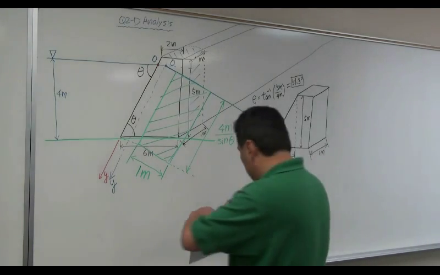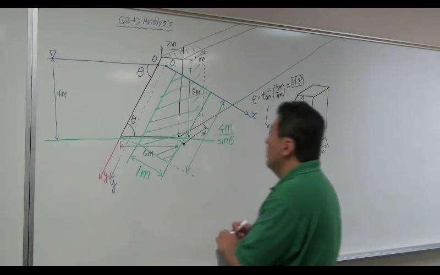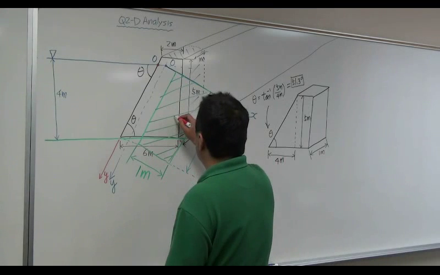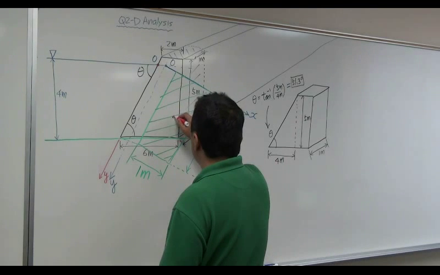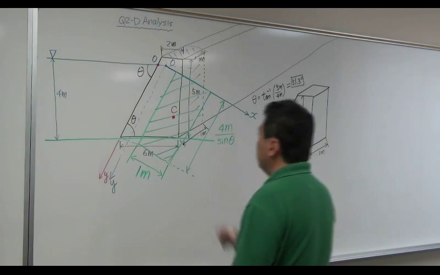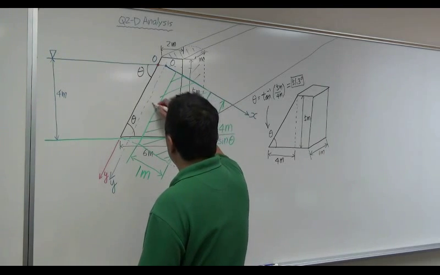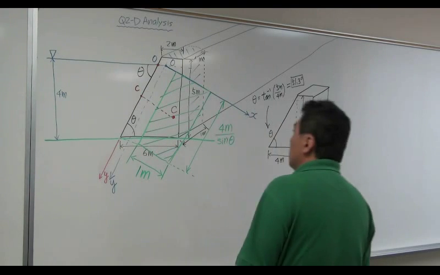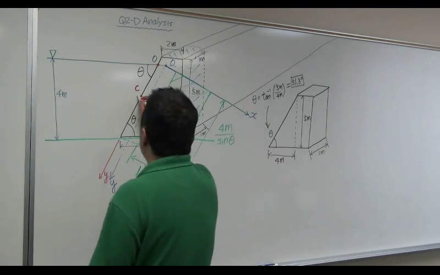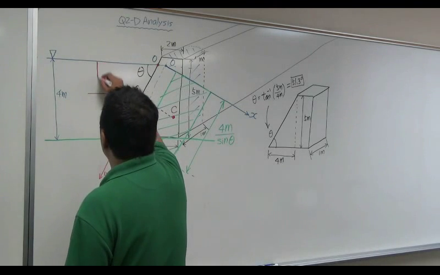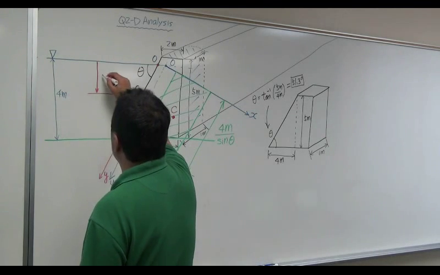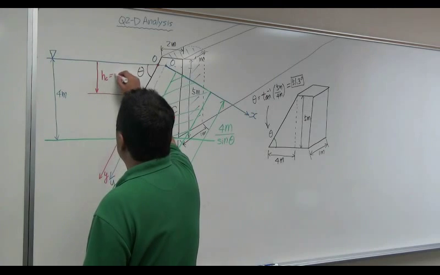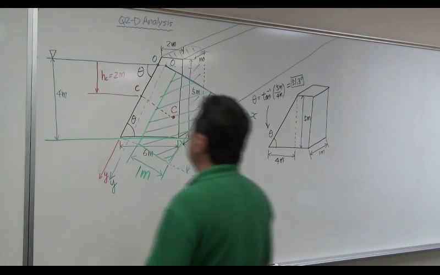And then, of course, out of this cross section, you have a centroid here. Centroid is a geometric center. So this is the centroid of your cross section. Then you do know the depth to the centroid is half of this value. This is h_c, 2 meters.